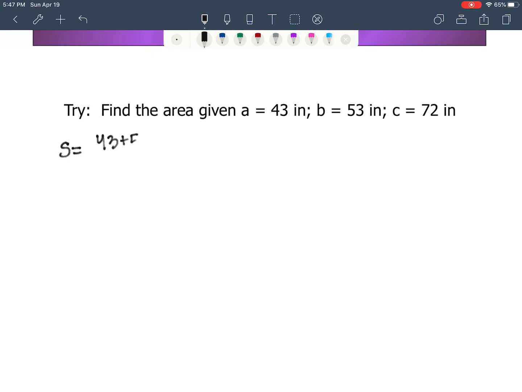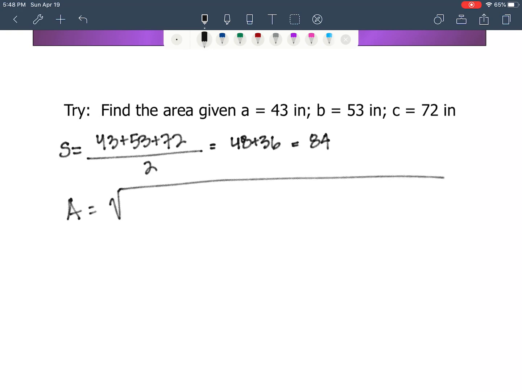So we've got 43 plus 53 plus 72, all divided by 2. So that's 96 plus 72. Half of 96 is 48. Half of 72 is 36. So that's 84. 84 is our semi-perimeter. So our area is equal to the square root of 84 times 84 minus 43 times 84 minus 53 times 84 minus 72.